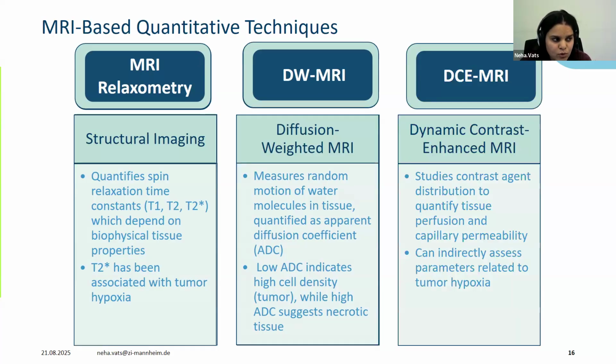Then another MRI quantitative technique is DCE MRI, that is dynamic contrast enhanced MRI. It studies contrast agent distribution to quantify tissue perfusion and capillary permeability inside the tissue region or the tumor region. It can indirectly assess parameters related to tumor hypoxia. All these are MRI-based quantitative techniques that you can use separately, or you can combine them to diagnose a particular disease or for any treatment response.